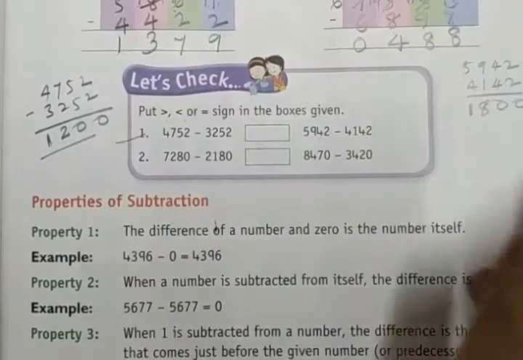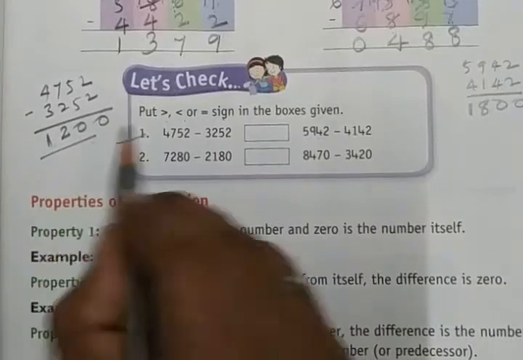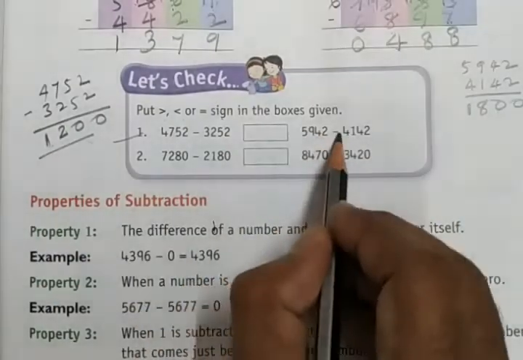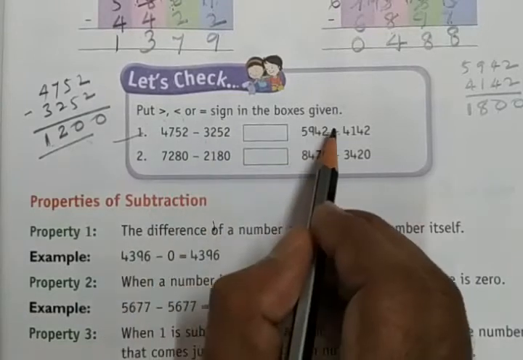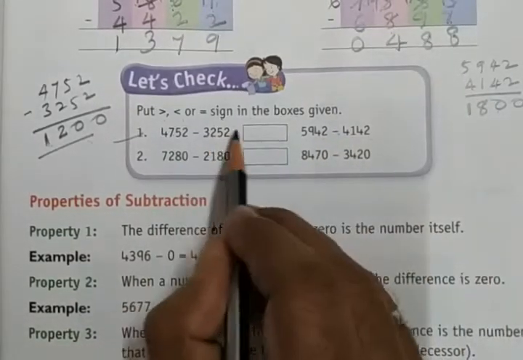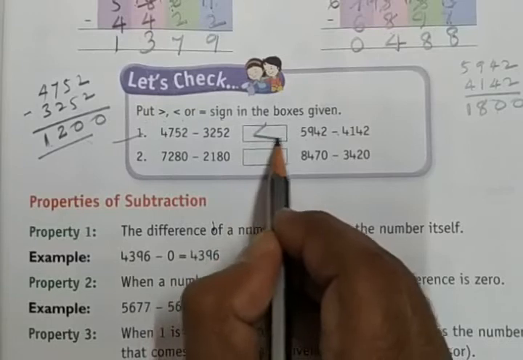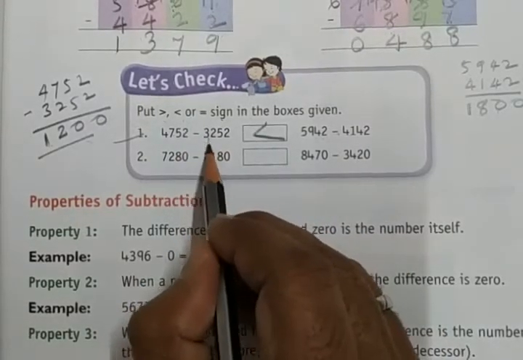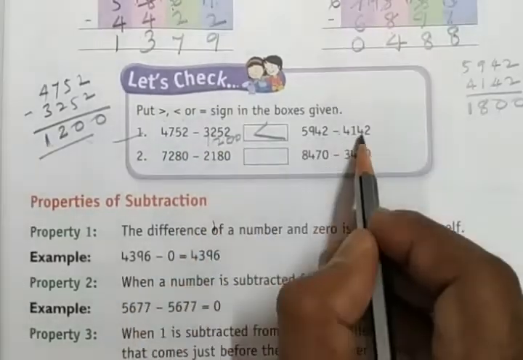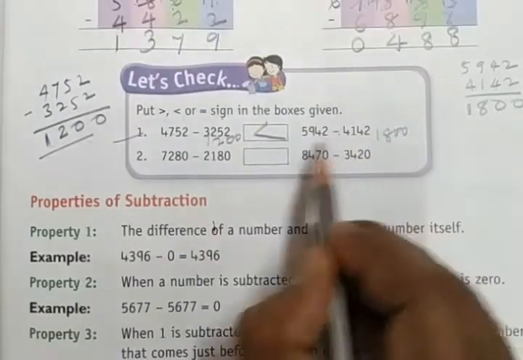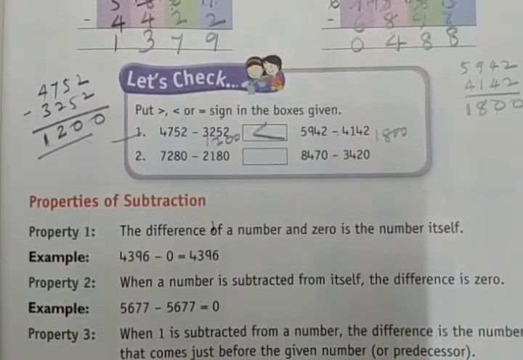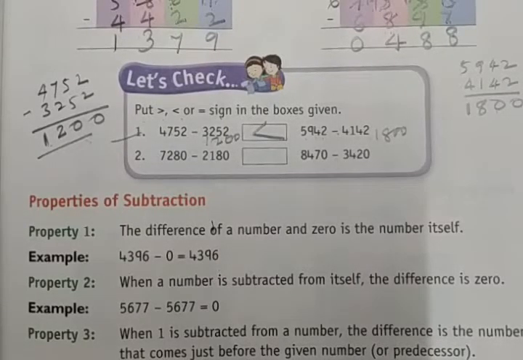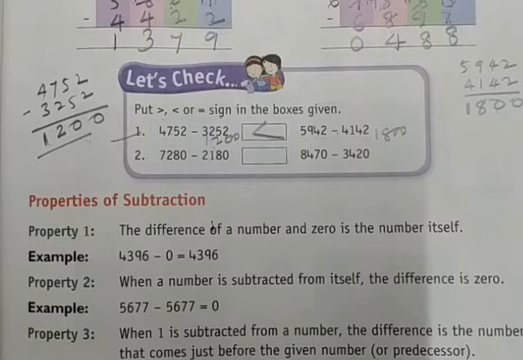So this is more than this. So 1200 is less than this. The subtraction of the first is greater than the second means this is less than this. So the first difference will be 1200, and the second will be about 1800. So 1800 is greater than 1200, or 1200 is less than 1800. Clear? 1200 is less than this.